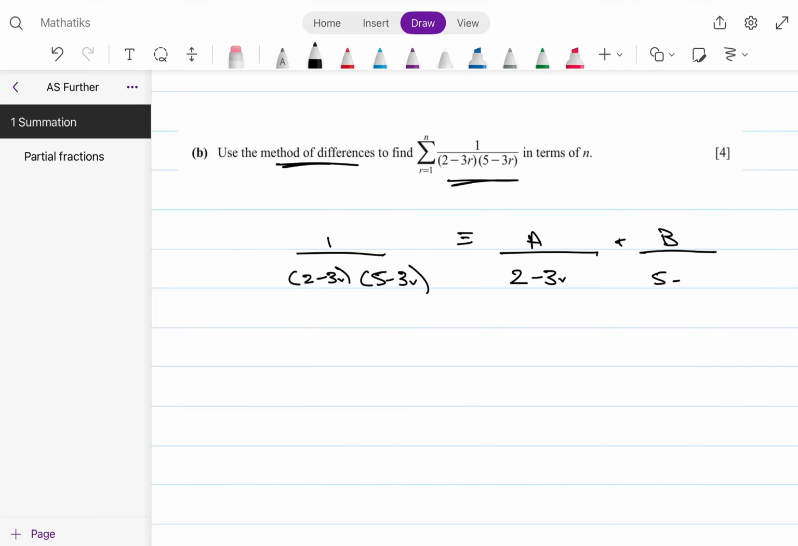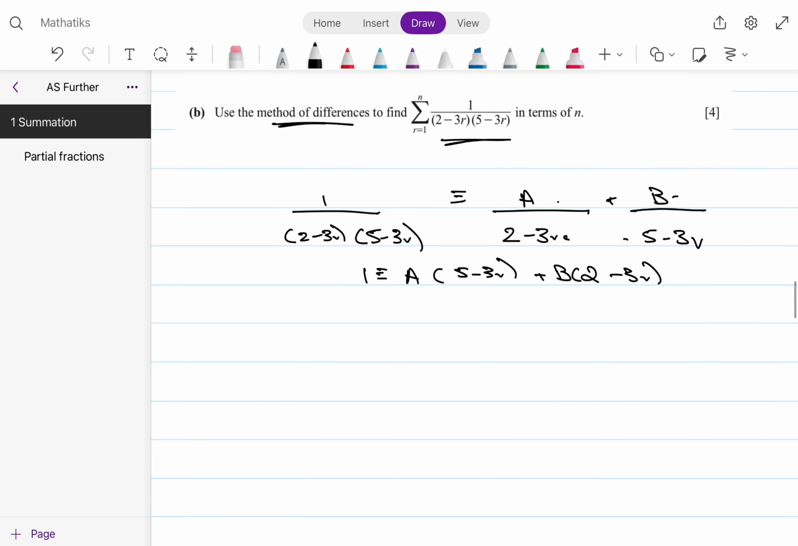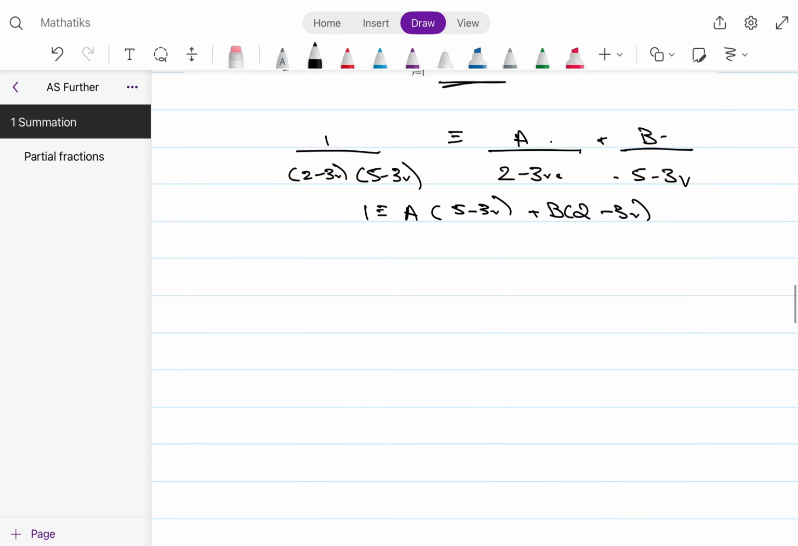You can either make simultaneous equations and use elimination or substitution. Here I took the LCM. I multiplied this by A and this by B, so they all have a common denominator.